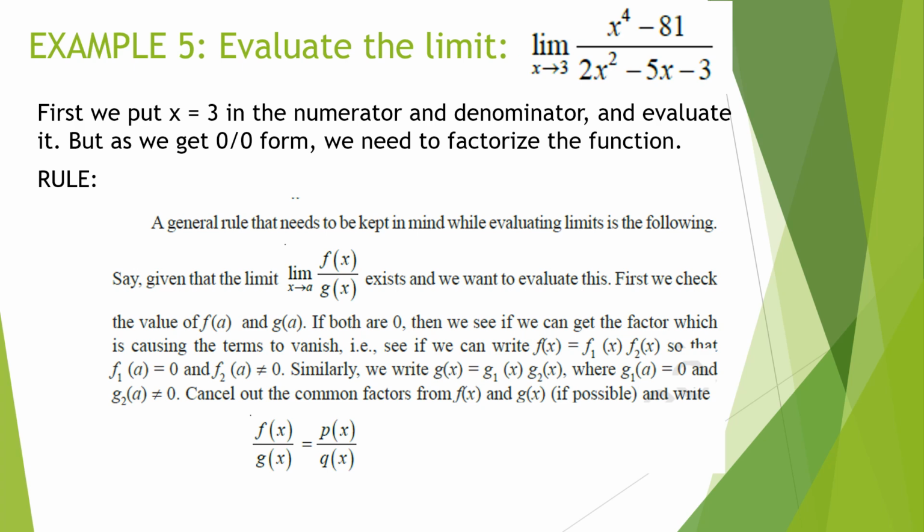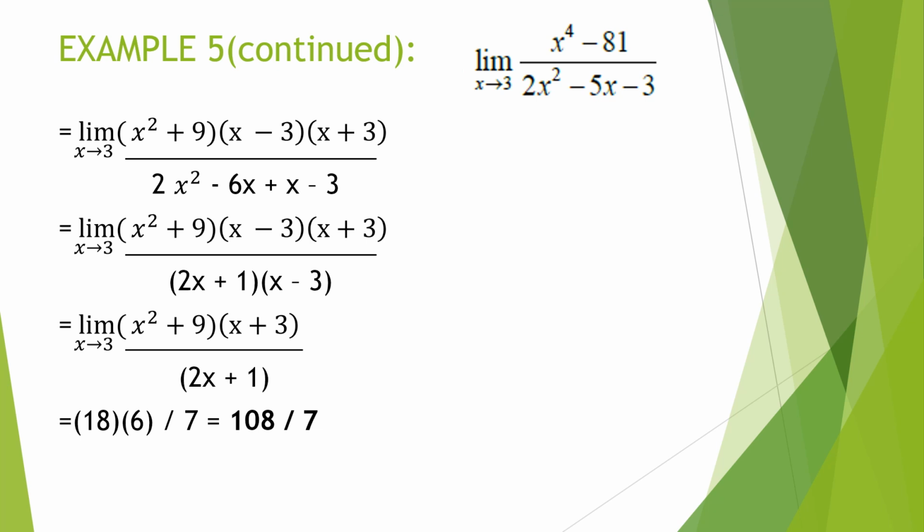In this case, if I put x equal to 3 in the numerator, I will get 0, and similarly if I put x equal to 3 in the denominator, I will also get 0. So it is of the form 0 by 0, and we need to further factorize the function. Factorizing it, we will use the difference of two squares. So x raised to 4 minus 81 is x raised to 4 minus 9 square. So it is x square plus 9, x square minus 9. But again x square minus 9 is x minus 3, x plus 3. In the same way for the denominator, you split the middle term: 2x square minus 6x plus x minus 3. So you will get the factors 2x plus 1, x minus 3. X minus 3 gets cancelled out.